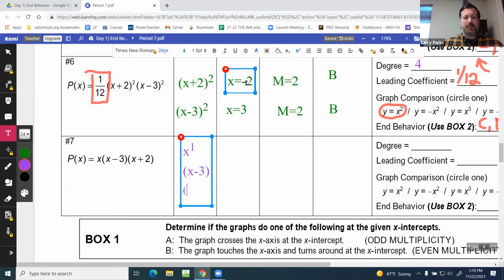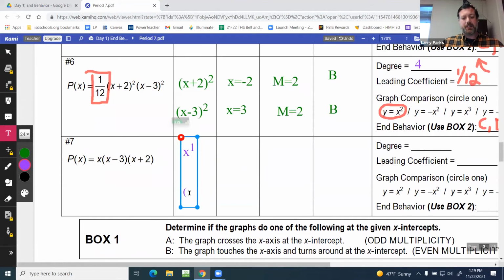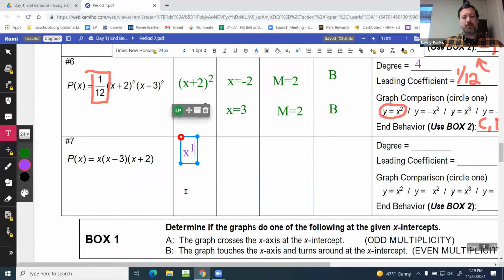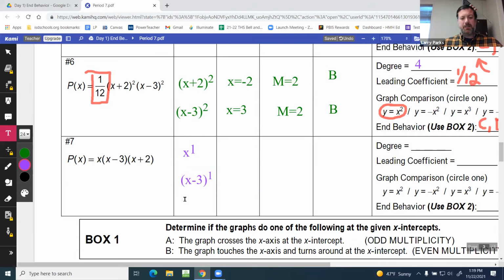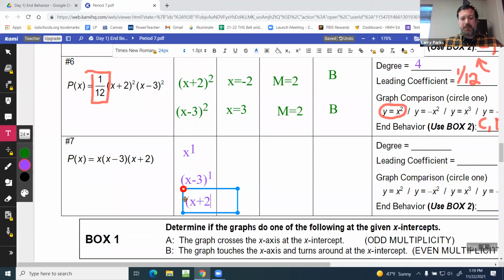I don't know what's going on, but let's see. Clicking the exponent, doesn't like it. I'll do this. Maybe I knew it. We got x to the 1. We have x minus 3 to the 1. And we have x plus 2 to the 1.